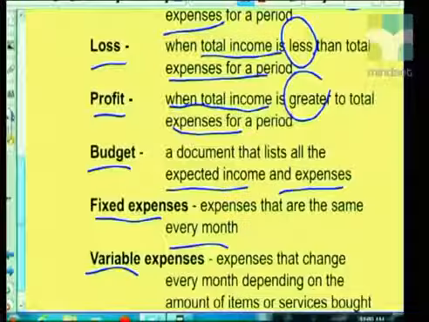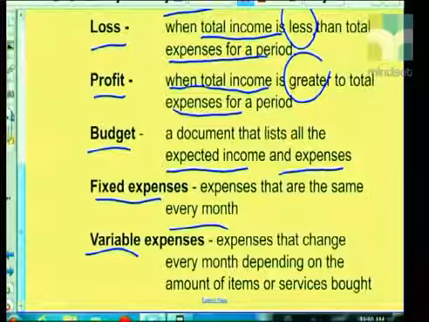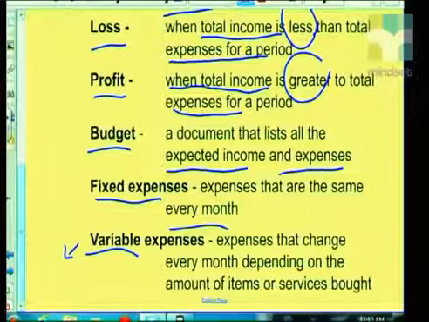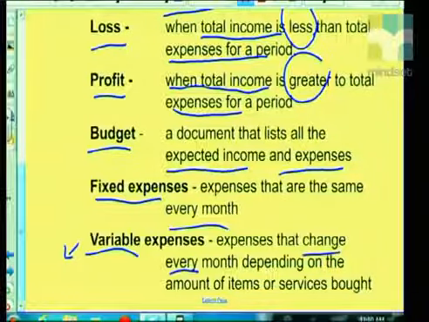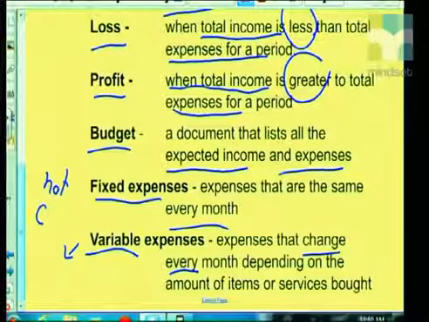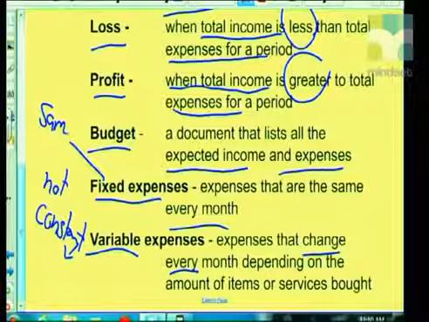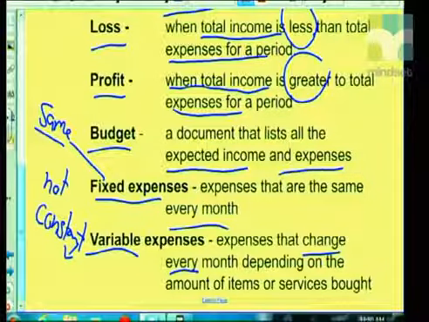We might say that there are other types of expenses and incomes. We don't know what they're going to be. They could change. And so changing expenses or changing income is known as variable. Variable because it's not constant. It's things that change every month. Not the same. Where this is the same. Okay? It's fixed. It's the same all the time.